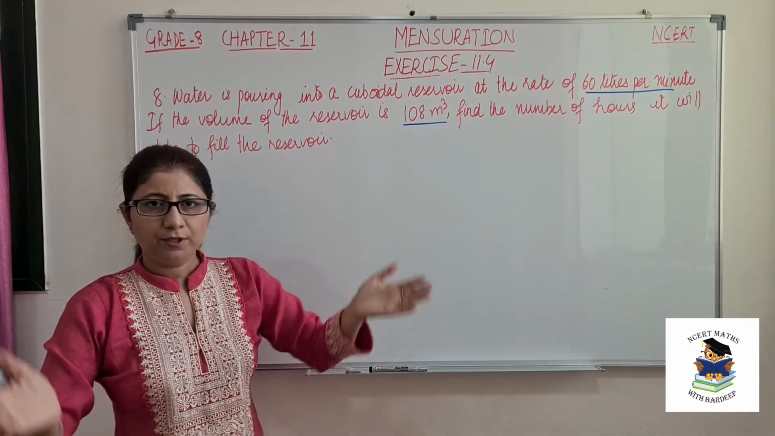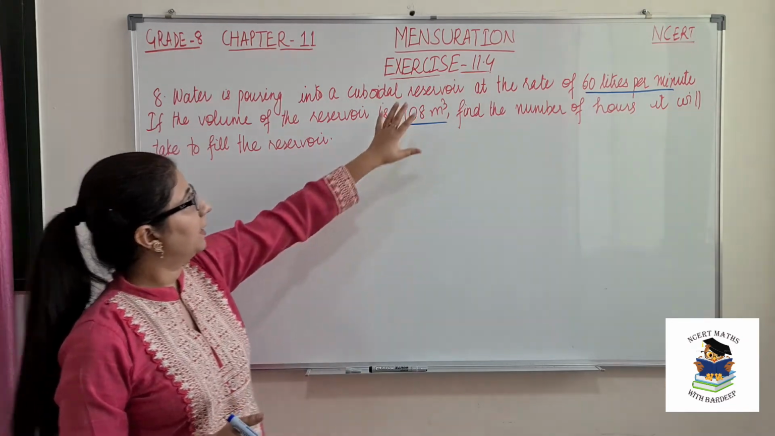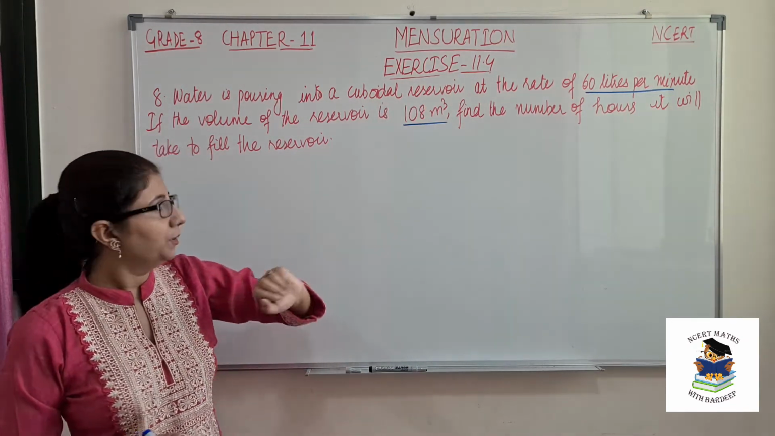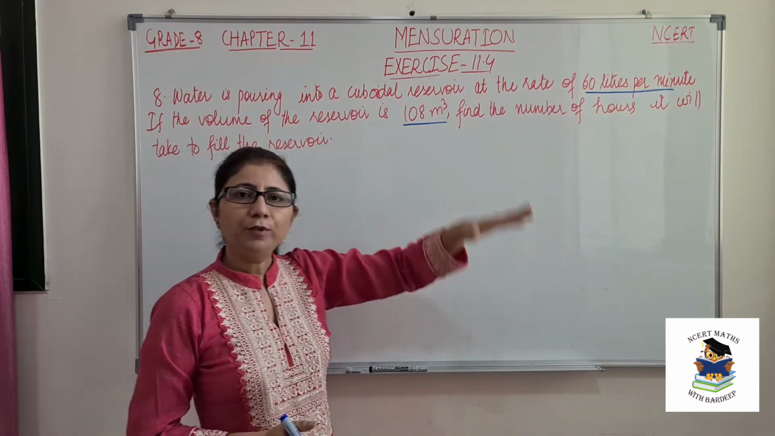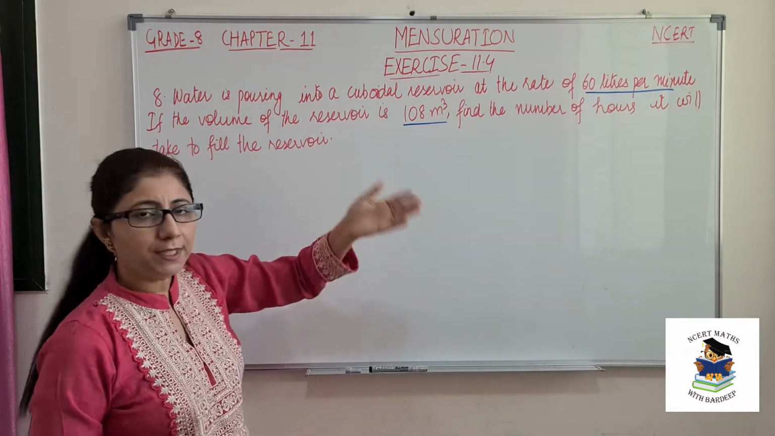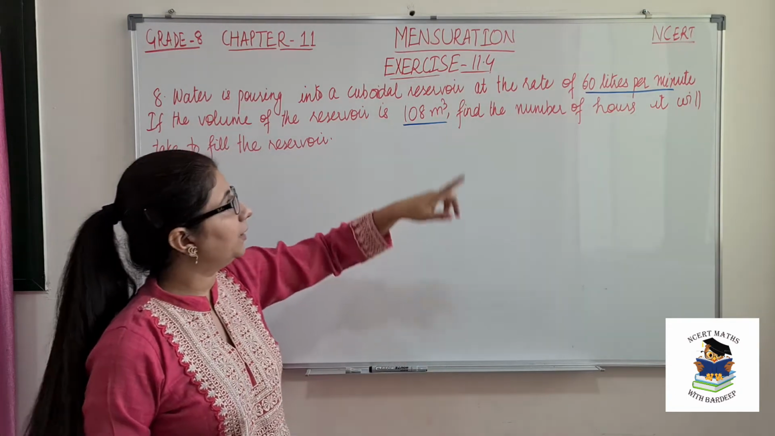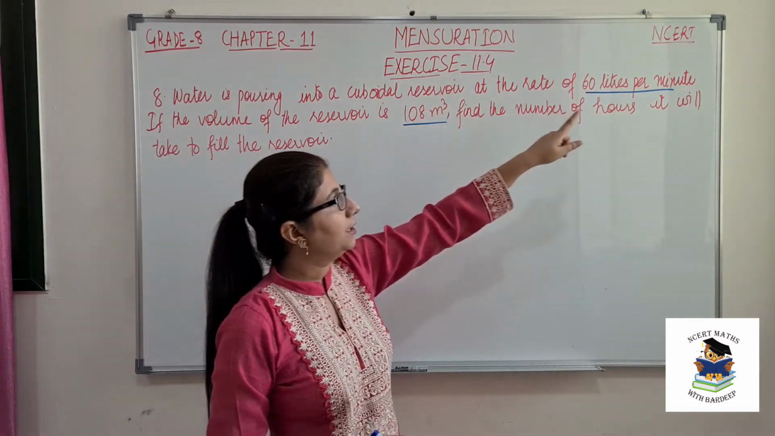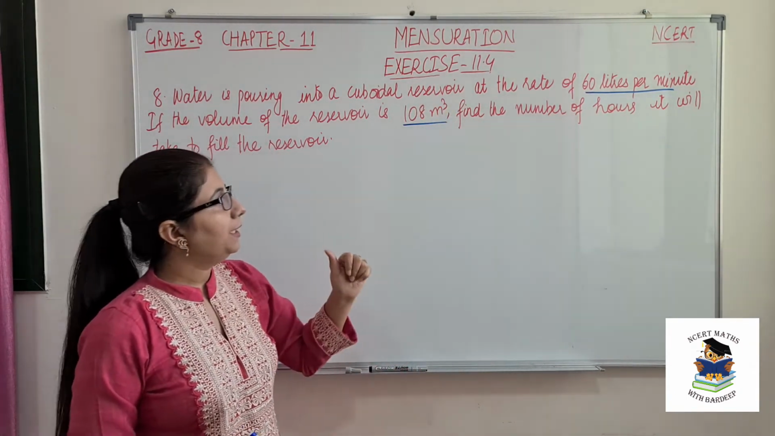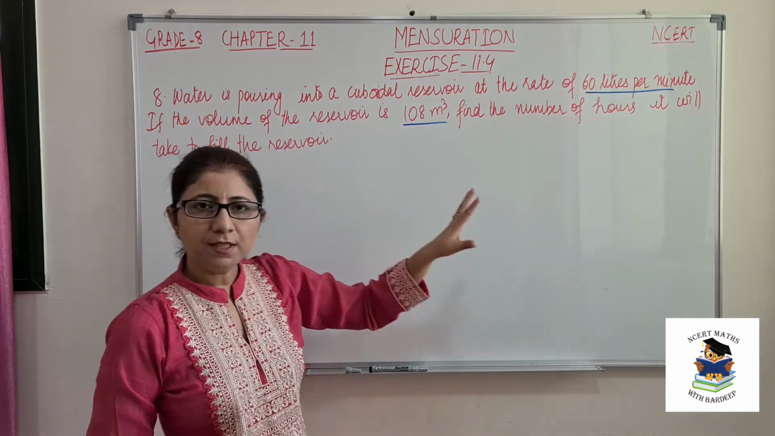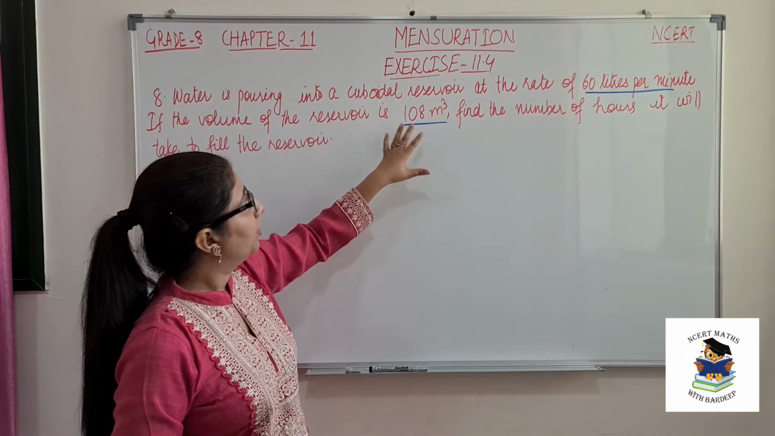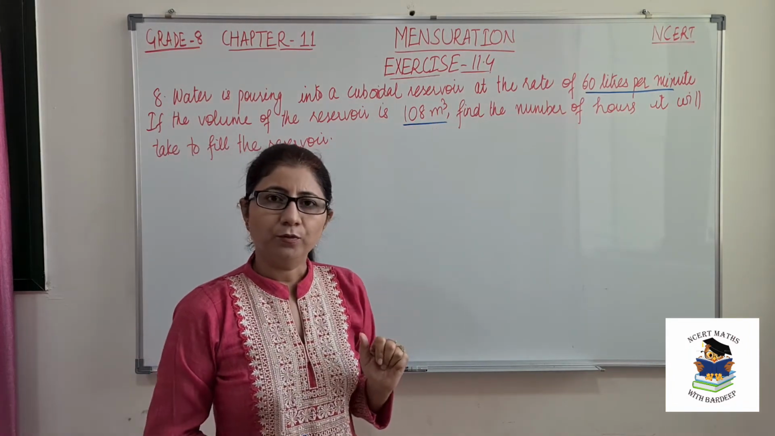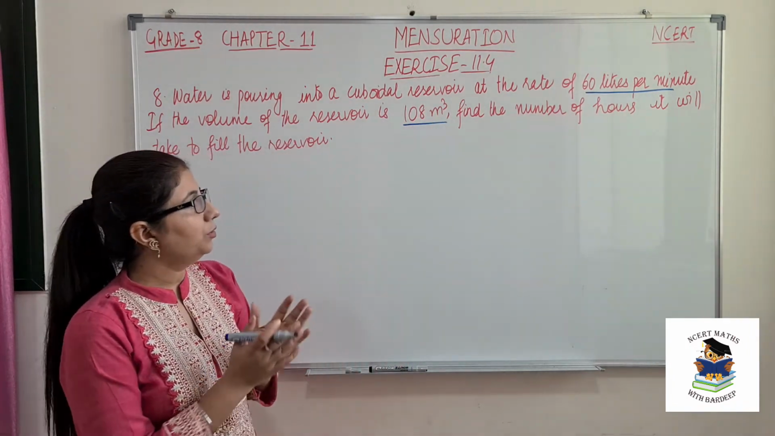We have given the capacity of the tank, that is 108 meter cube. So this is the total amount of water required to fill the tank. But what is the speed of water coming into the tank? This is 60 liters per minute. So means in 1 minute 60 liters can be poured into the tank. But we need to pour 108 meter cube of water. Okay. So how to do this?